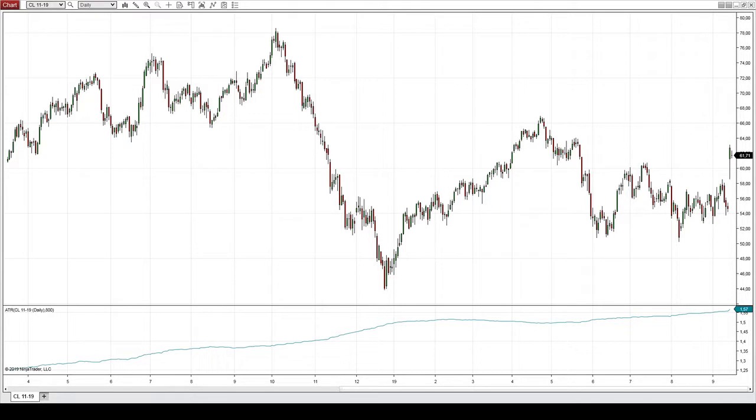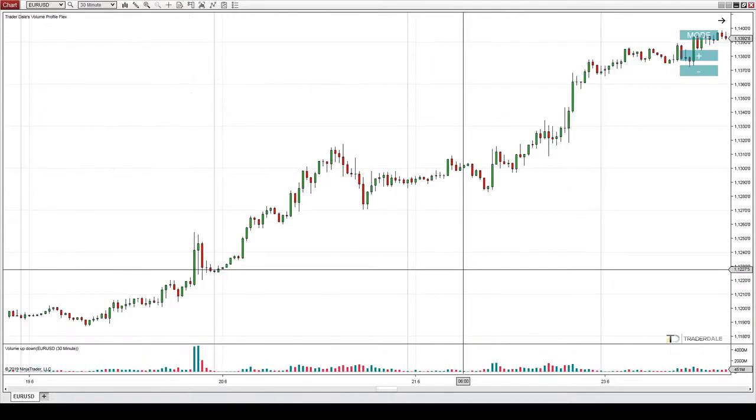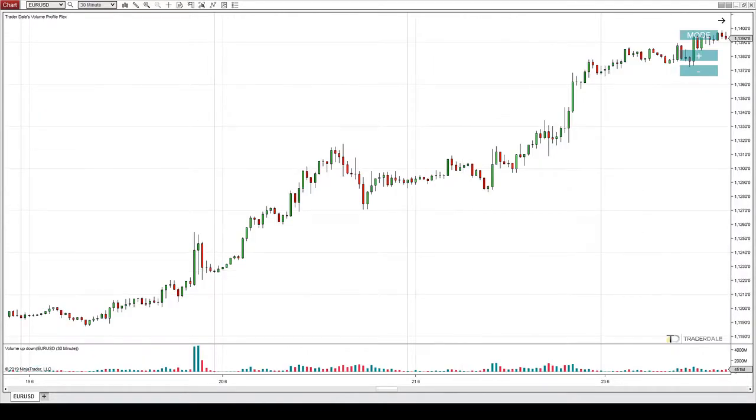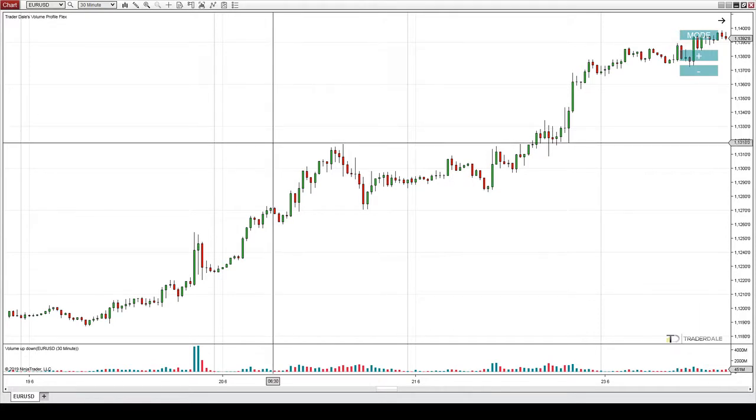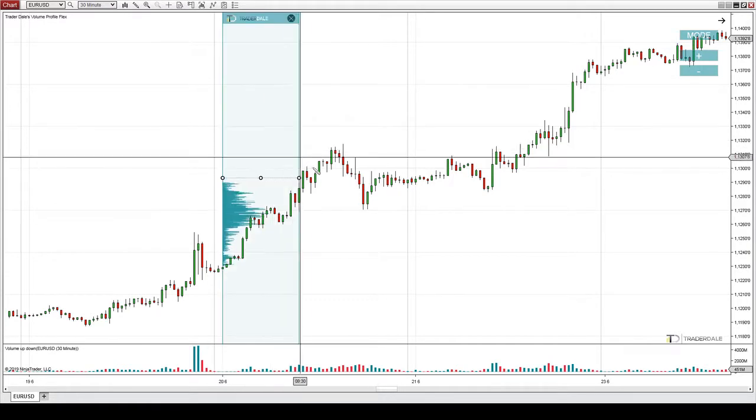Now, apart from the fixed take profit and stop loss, you can also use volume-based stop loss and take profit. So let me change the chart to a 30-minute time frame. Alright, so this is the euro-dollar 30-minute time frame. And first I'm going to show you where to place your stop loss using volumes. The main rule of thumb here is you always want to place your stop loss in a low volume area.